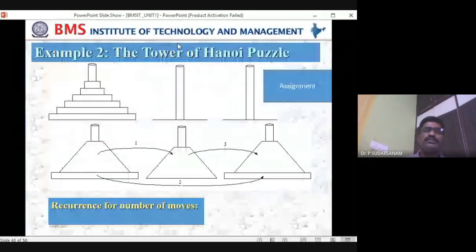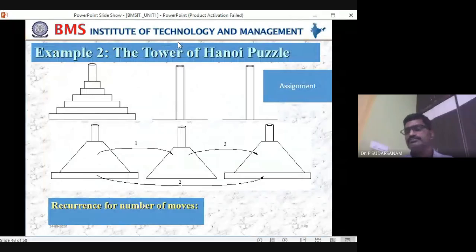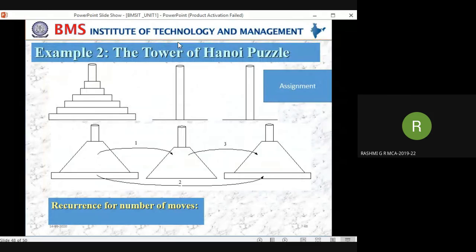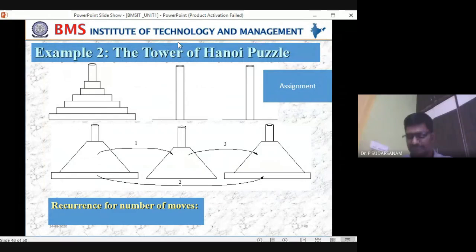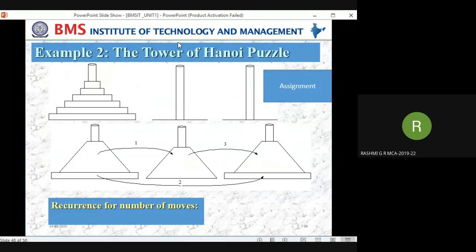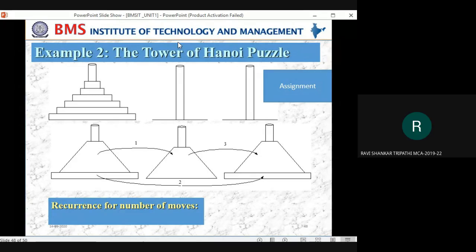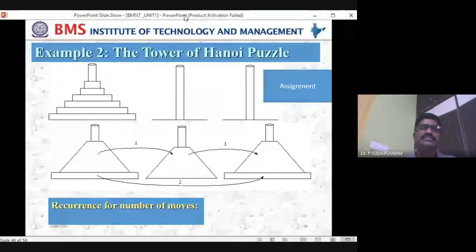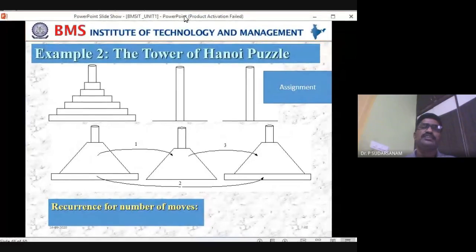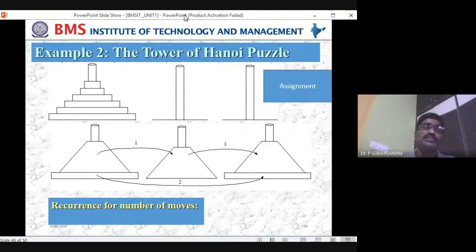Now, what is this problem called? Tower of Hanoi. Where have you studied it? First sem, sir. Sorry, second semester. Which subject? Data structures, sir. So in data structures, you have solved the Tower of Hanoi problem using what? Recursion only. Using recursion techniques, you have done it.